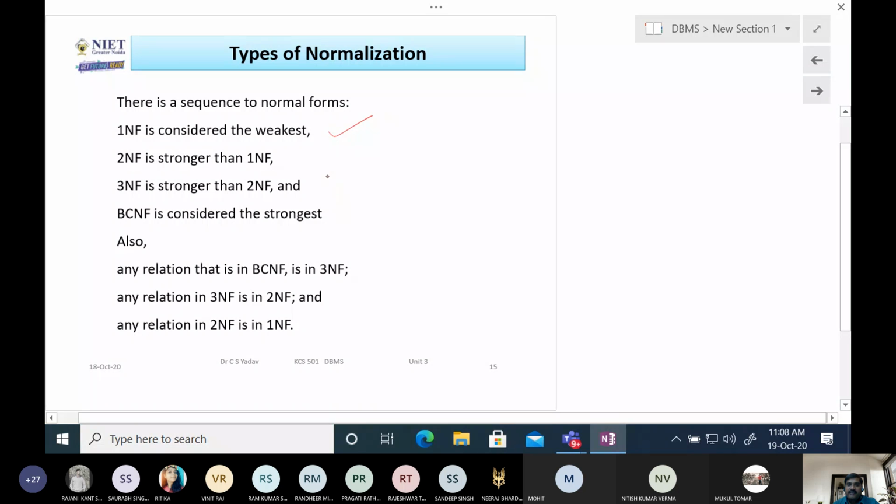Second normal form is stronger than first normal form. Third normal form is stronger than second normal form. BCNF is considered the strongest normal form among all these. But fourth normal form is stronger than BCNF, and fifth normal form is stronger than fourth normal form. Any relation that is in BCNF is automatically in third normal form. Any relation in third normal form is in second normal form. And if a relation is in second normal form, it is also in first normal form.